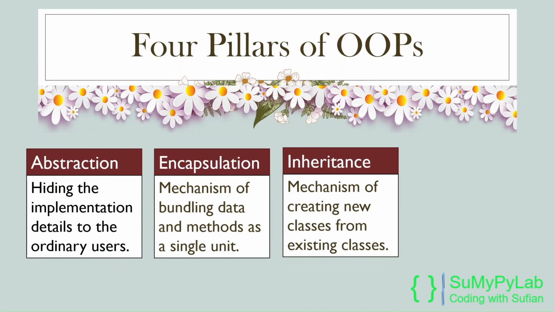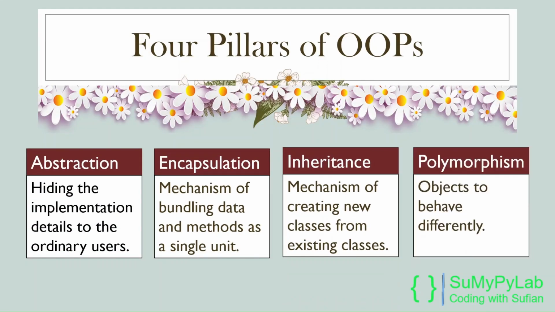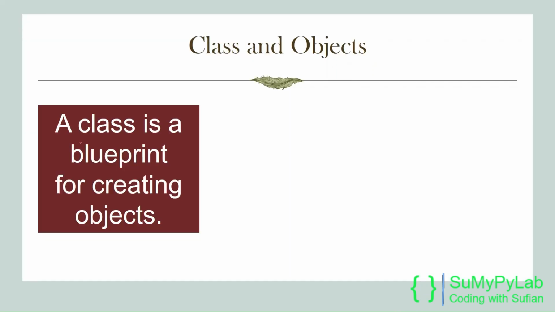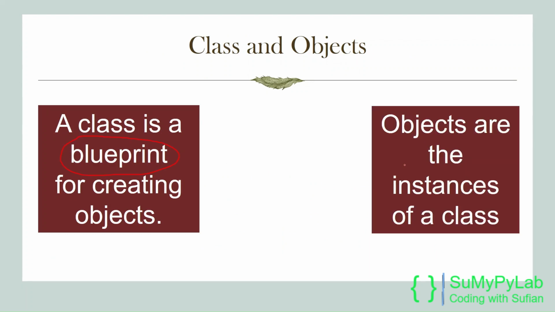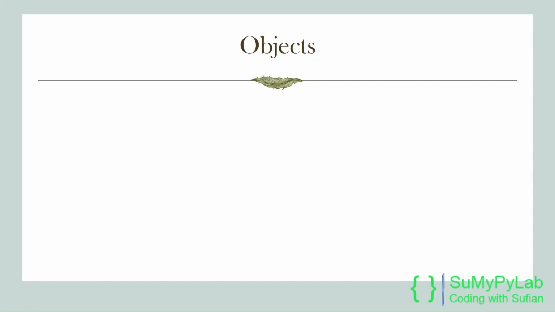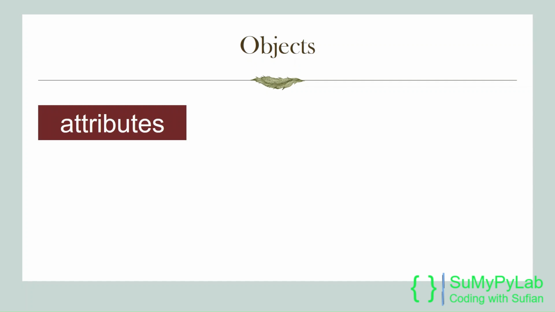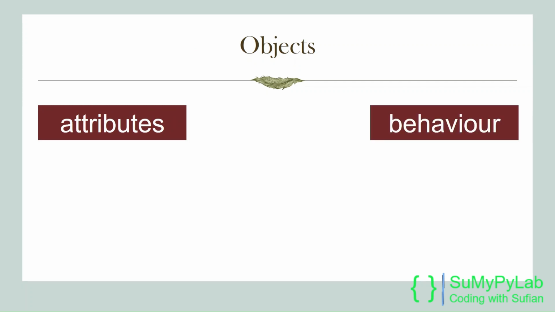Now let's briefly discuss the concept of class and objects. Class and objects. A class is a blueprint for creating objects, whereas objects are the instances of a class. That is, objects are created by instantiation of a class. So, we may also think of a class as a collection of objects. Objects have properties or attributes and behaviors or methods, encapsulated in a single unit.